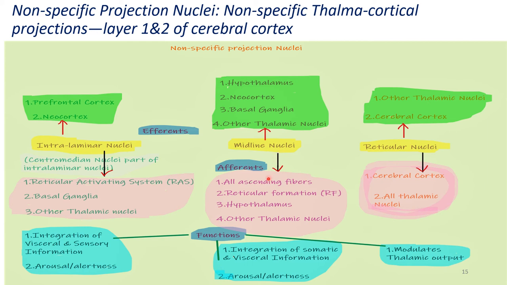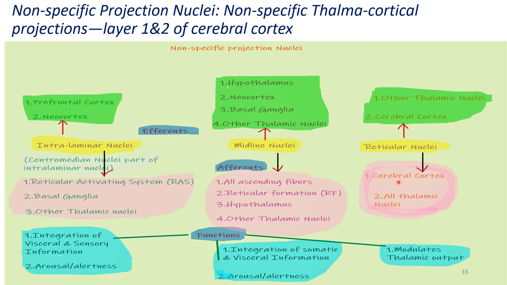If you remember the terminations of the nuclei, you will remember we talk of midline nuclei. Then the reticular formation also sends impulses to the midline nuclei, and it also receives impulses from the hypothalamus as well as the other thalamic nuclei. So almost all the other thalamic nuclei relay in all three nuclei: the intralaminar, the midline, as well as the reticular nuclei. Then the midline nuclei also send impulses to the other nuclei, as well as the basal ganglia, the neocortex, and the hypothalamus. So there is a wide variety of terminations of these nuclei. They receive impulses from the other thalamic nuclei and give impulses to the other thalamic nuclei. So there is a lot of interconnection of thalamic nuclei with each other, and mainly these three groups of nuclei.